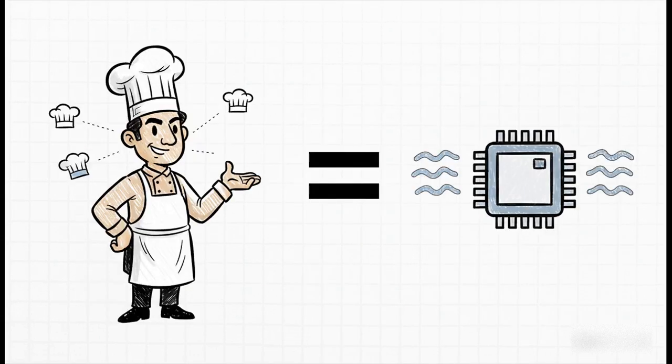And you probably guessed it. This kitchen manager has a direct parallel inside your computer. It's called the OS Thread Scheduler. It's the part of your operating system that's constantly juggling all these different threads, telling them whose turn it is to work, and making sure they don't fight over shared resources like memory.